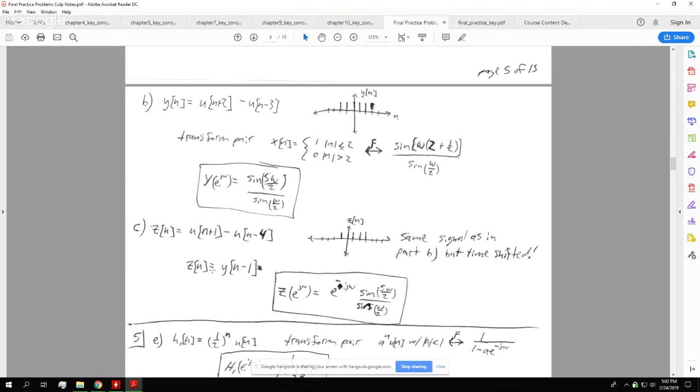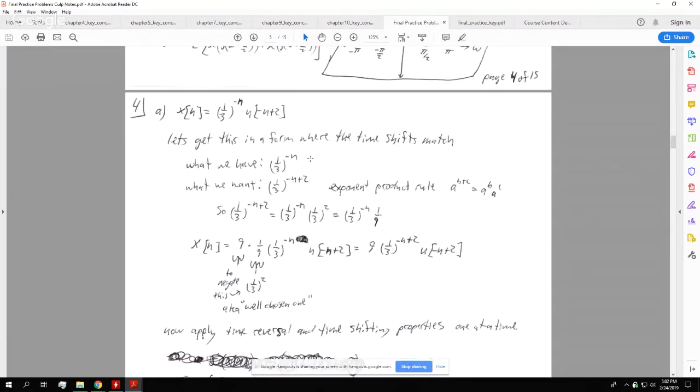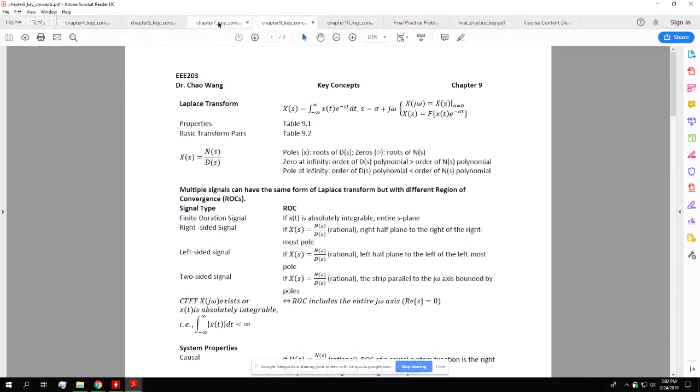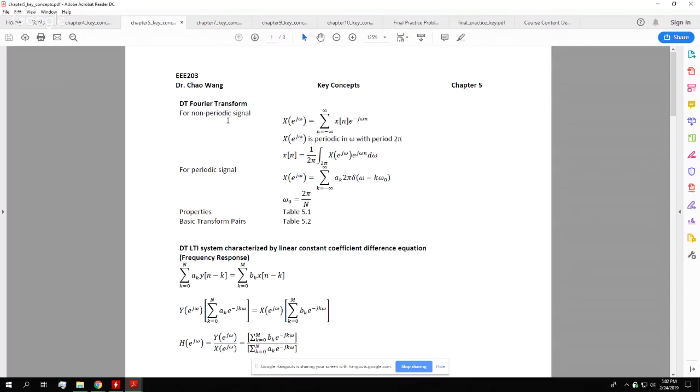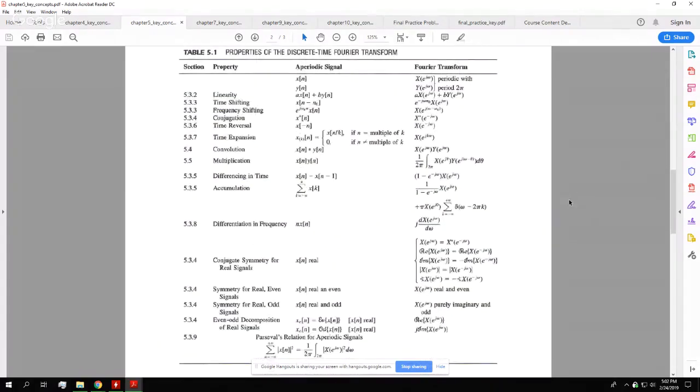So what this allows us to do is to use the time shift property directly instead of having to resolve this problem finding a transform pair. So by doing that, basically you just get this out front. But let me pop over to our key concepts. So this problem is discrete time transform, so that's chapter 9. No, that's chapter 5. Discrete time transform pair. So we're going to scroll down to table 5.1 and look at this time shift property. Where is it? Time shifting.